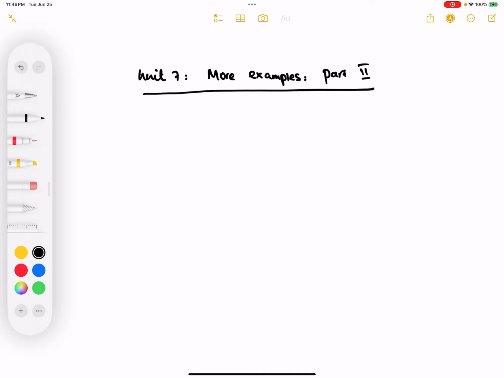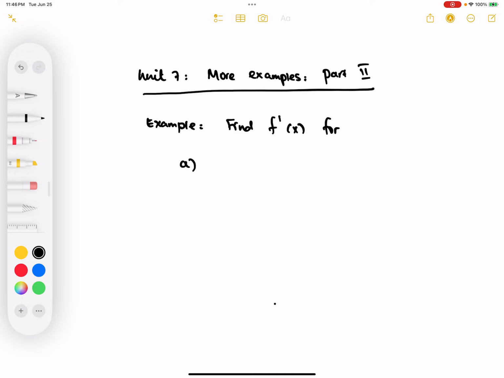All right, let's see more examples. Part 2 on how to find the derivative of exponential and logarithm. So, example, find f derivative at x for the following.